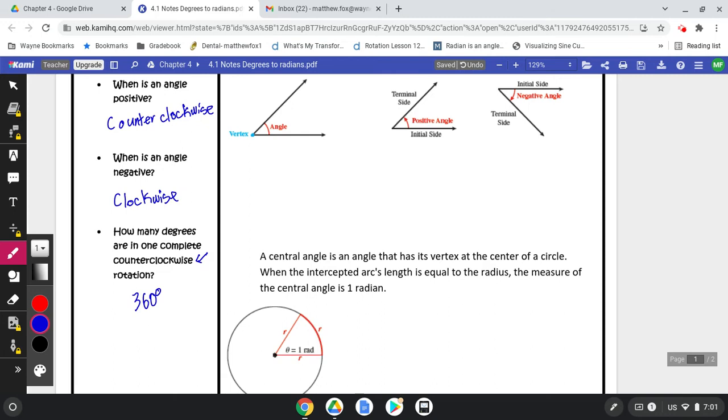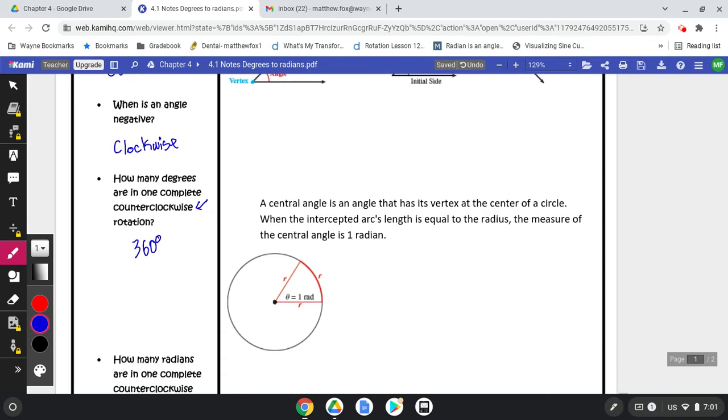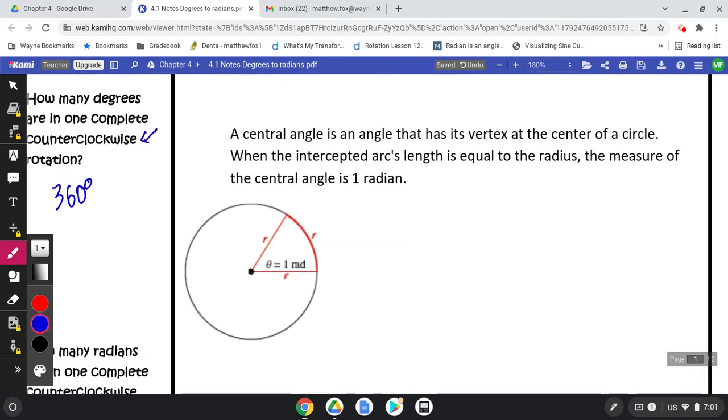Before we can talk about that, we need to understand what a radian is. So right here it says a central angle is an angle that has its vertex at the center of a circle. So if we look here at this circle, here's our radius, here's our vertex right in the center. And if we have an intercepted arc's length that is equal to the radius, so what that means is, you see the radius here is r, the radius here is r, that's going to be the same. The radius is always the same because it's the distance from the center point to the edge. So that will always be consistent.